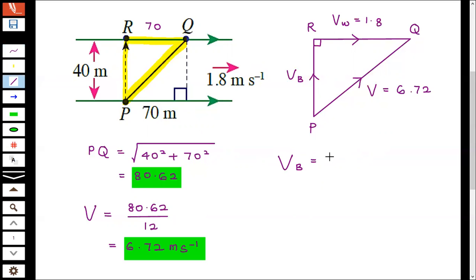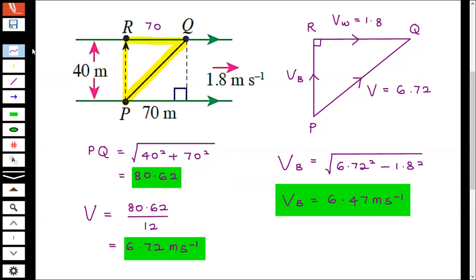Using the Pythagorean theorem, VB is the square root of 6.72 squared minus 1.8 squared. So your final answer is 6.47 meters per second. This is the final answer to your question.